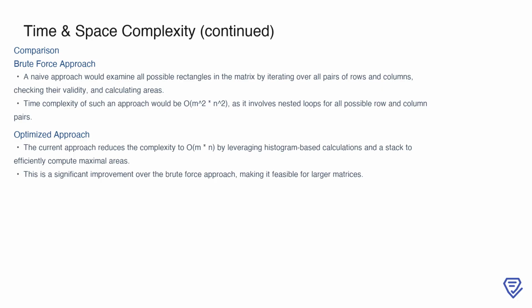This would require nested loops over all possible row and column pairs, leading to a time complexity of O(m²*n²). In contrast, the optimized approach leverages the histogram-based calculation and a stack to efficiently compute the maximal rectangle area. By reducing the time complexity to O(m*n), it becomes practical to handle much larger matrices while ensuring accuracy and efficiency.